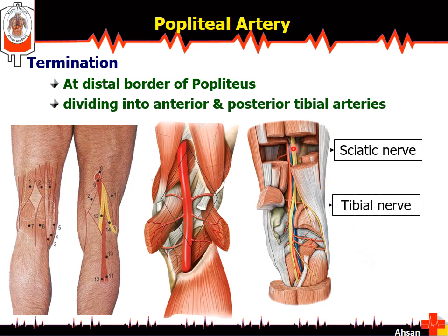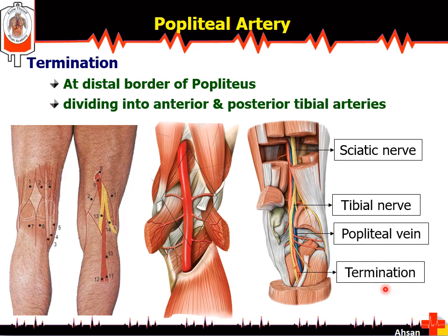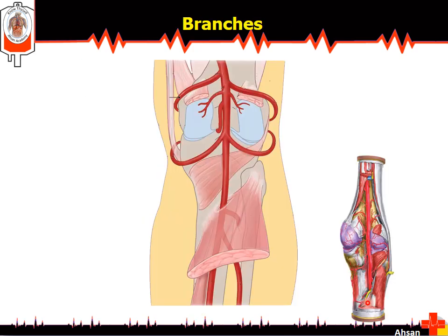This one is the sciatic nerve. All through its course, it is very close to the sciatic nerve. Then the sciatic nerve divides into common peroneal and tibial nerve. So it continues with the tibial nerve, and throughout the length, it is parallelly related to the popliteal vein. This one is the popliteal vein, and it terminates close to the lower border of the popliteus, at the level of the neck of the fibula, under cover of gastrocnemius and soleus.